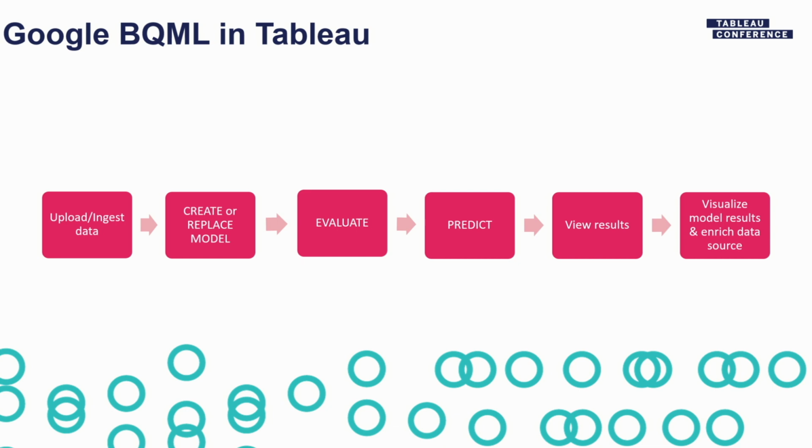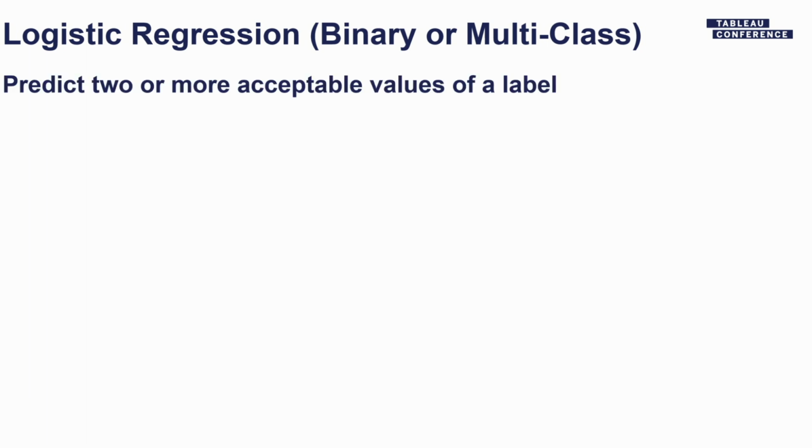We stepped through each of those components of our flow diagram. We talked about ingesting the data, our input, creating the model, evaluating. We're going to do those same steps a little bit more quickly. I'm not actually going to work in the console. I'll share my SQL statements with you. But I'm going to talk about how we're going to use logistic regression.